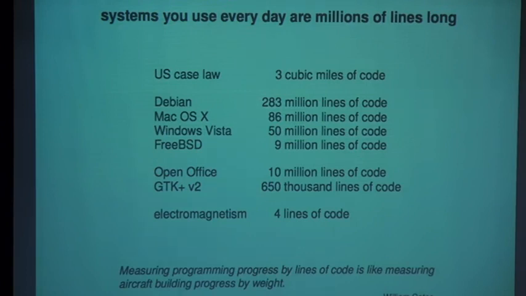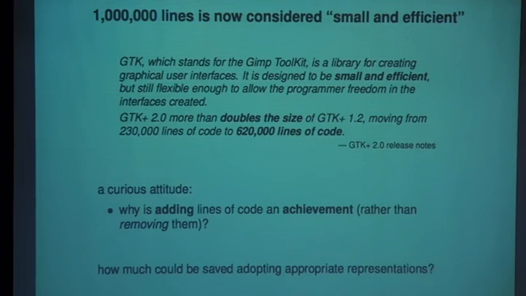And Bill Gates said a few intelligent things in his career. One of them was that if you measure programming by lines of code, you might as well be weighing your prototype airplane, and as it gets heavier, you get happier. Now, 1 million lines of code these days apparently is considered small and efficient. And I get this again from the GTK release notes, where they claim to be small and efficient, and at the same time boast that they have almost tripled the size of their code base to 2/3 of a million lines of code. This to me is very curious, because I feel happy when I remove lines of code, not when I add lines of code.